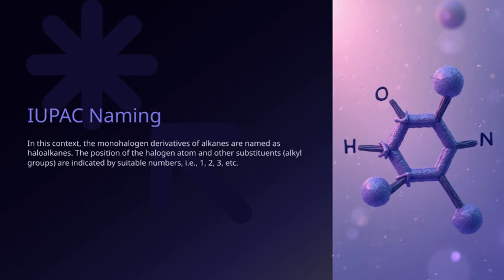We do this by using suitable numbers, like 1, 2, or 3, to indicate their exact location. This numbering system helps ensure clear, unambiguous communication about the structure of the molecule, which is essential in IUPAC naming conventions. So, in essence, understanding how to assign these numbers correctly is key to accurately describing and differentiating haloalkanes in organic chemistry.